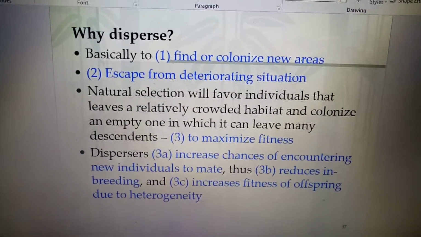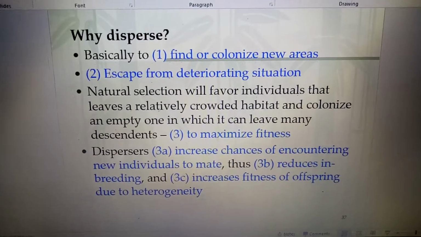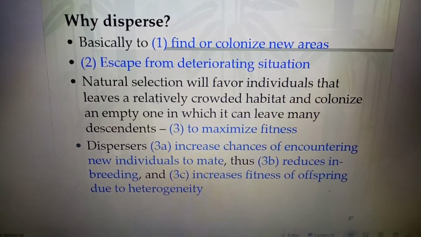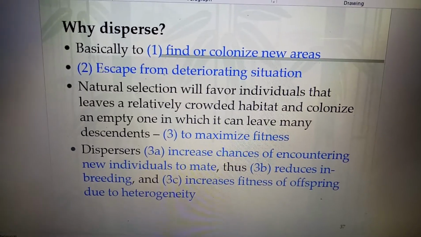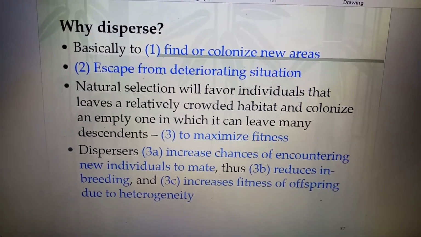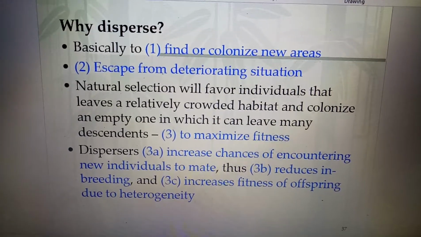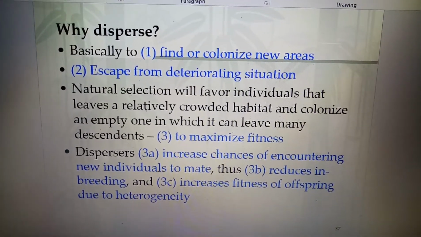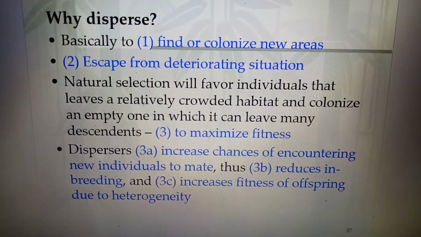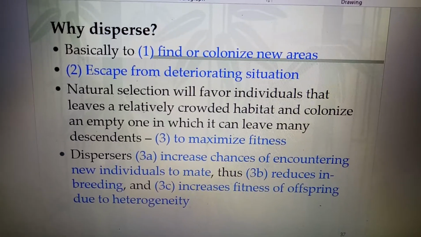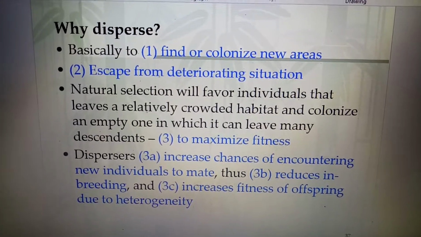Why disperse? Basically, there are reasons. Number 1, they want to find or colonize new areas. Number 2, escape from a deteriorating situation. Because natural selection will favor individuals that leave a relatively crowded habitat and colonize an empty one, in which they can leave many descendants.